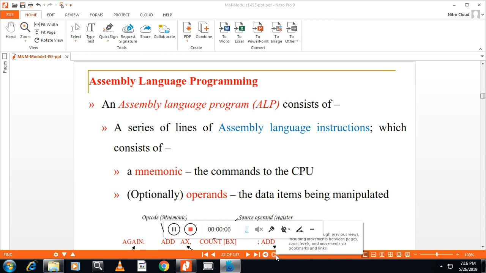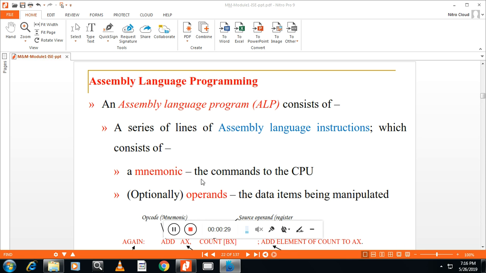Today we will continue the microprocessor and microcontroller module 1 session. Before explaining the concept, let me tell you a question that may be asked in the exam: what is the structure of an assembly language program? So this is the answer.